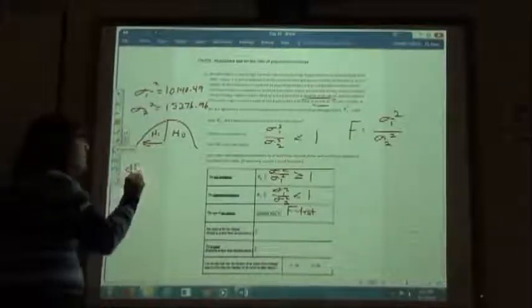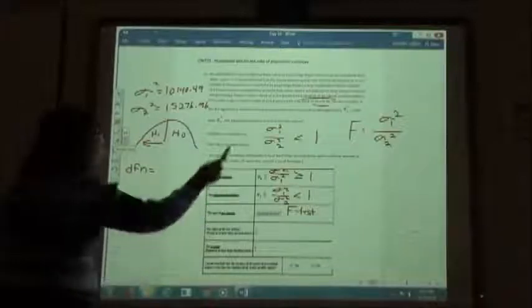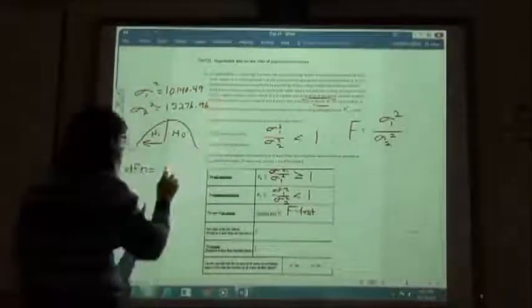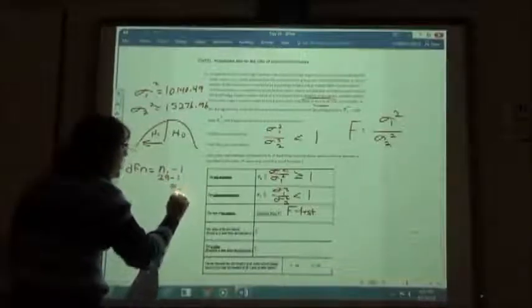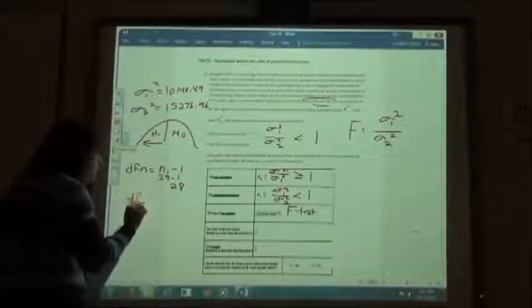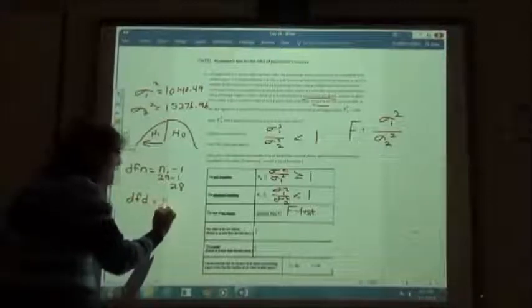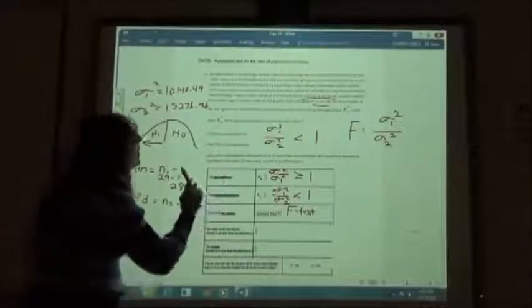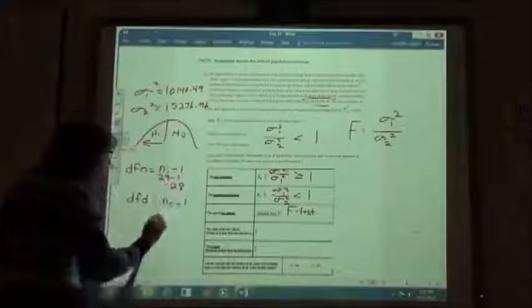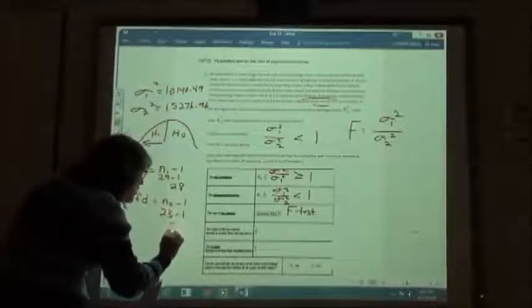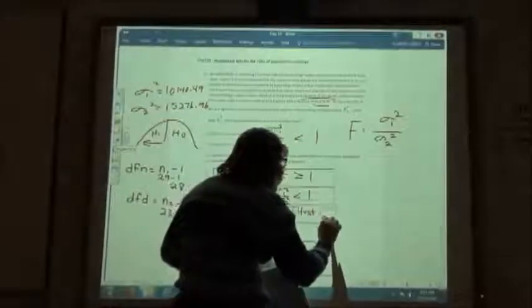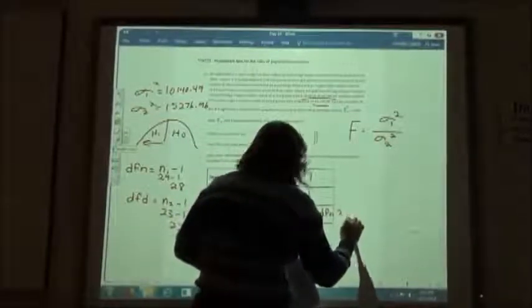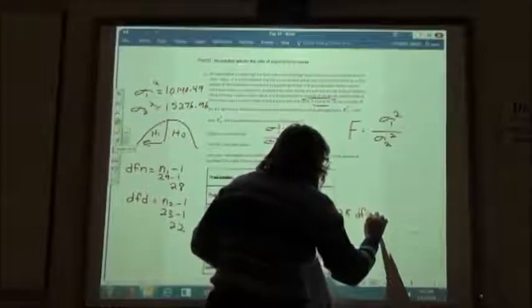My degree of freedom in my numerator is N1 minus 1. So 29 minus 1 would be 28. My degree of freedom in my denominator is N2 minus 1. N2 was 23. 23 minus 1 is 22. So I'm going to have my degree of freedom in my numerator as 28. My degree of freedom in my denominator is 22.